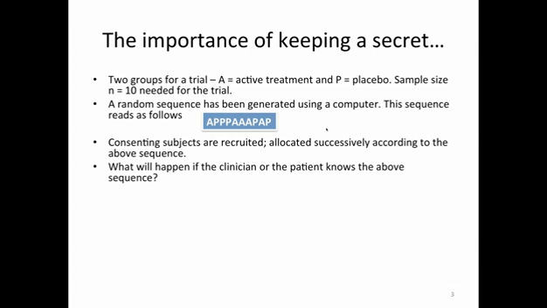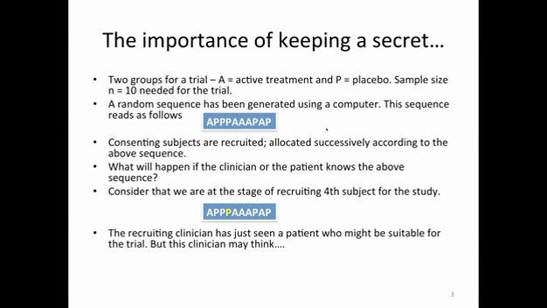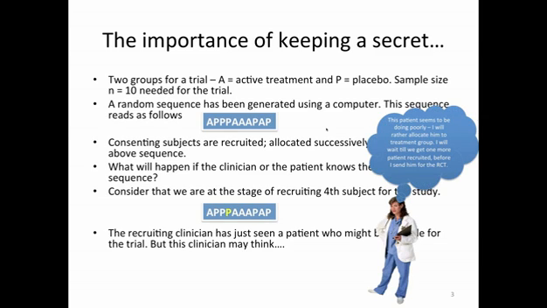What will happen if the clinician or the patient comes to know about the above sequence? Consider that we are at the stage of recruiting the fourth subject for the study. A clinician has just seen a patient who is suitable for the trial, but she may think, this patient seems to be doing poorly. I will rather allocate him to the treatment group. I will wait till we get one more patient recruited before I send him for the trial.